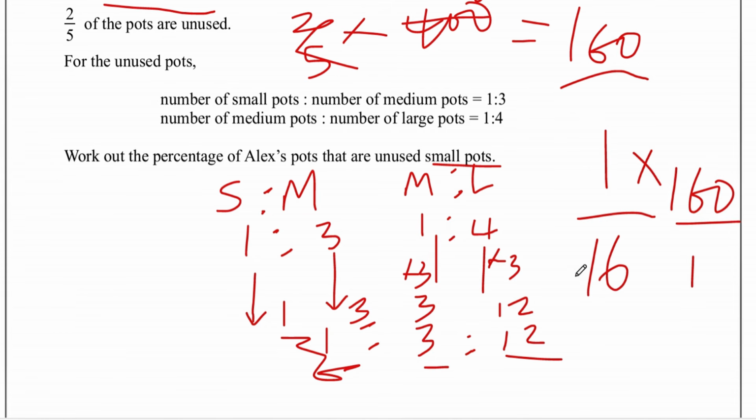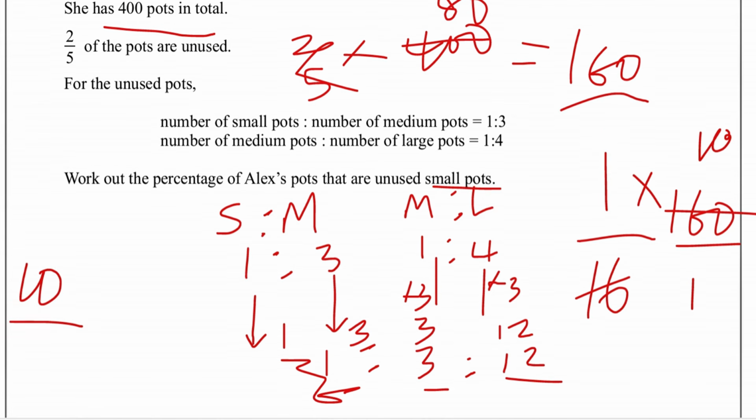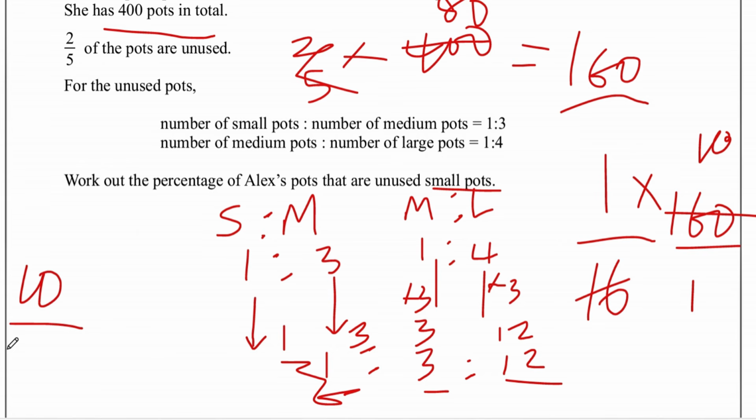So when you do that, 16 in 160 is 10. So you got 10 small pots, okay? Small unused pots. There are 10 of them. Now, what percentage are unused small pots? You take that 10 over the total number of pots. Remember, at the beginning, they said there were 400 pots in total.